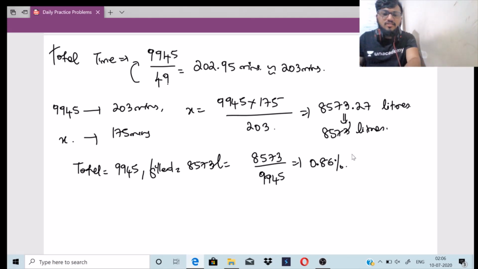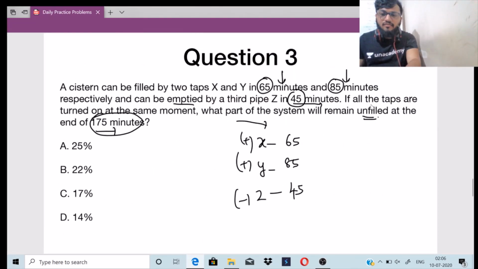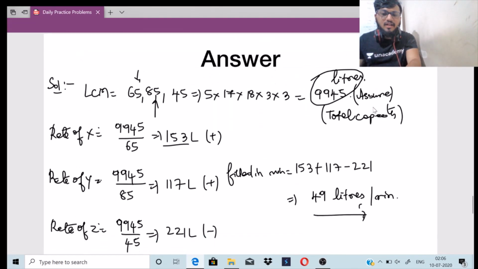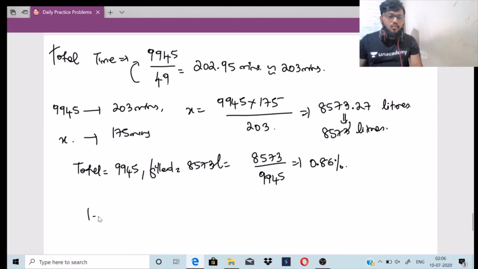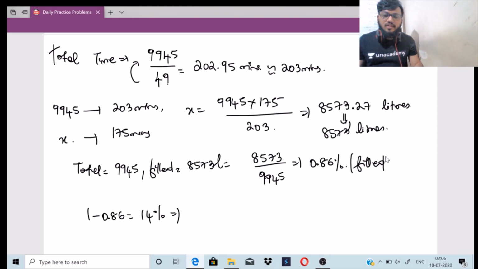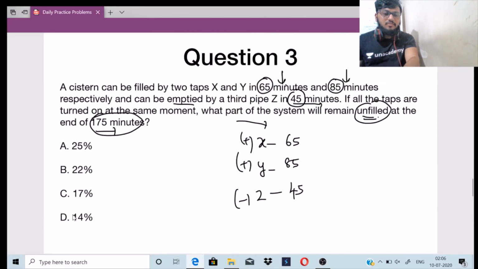So how much percent of tank will remain unfilled, they have asked, right? So what will we do here? 1 minus 0.86, which is 0.14, that is 14% of the tank remains unfilled, and 86% of the tank is already filled. You can use the same division method the other way too, and you will get 0.14. 1 minus 0.86, which is 14%, which is nothing but our option D.